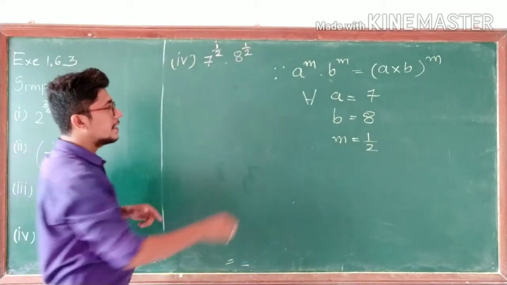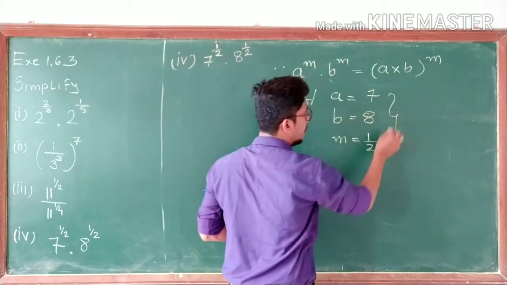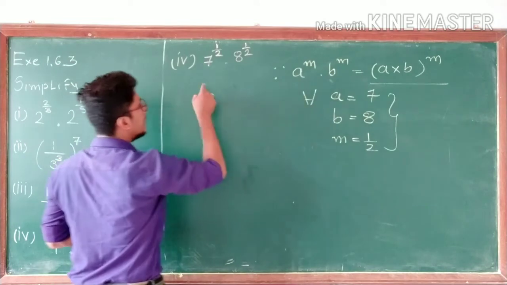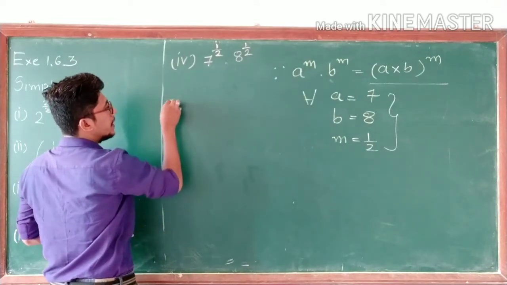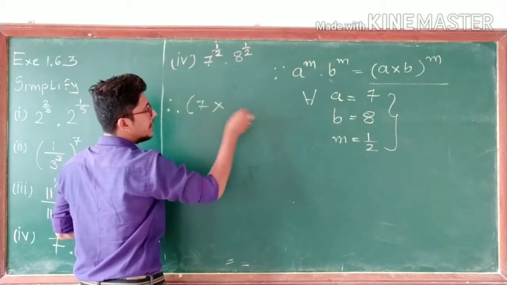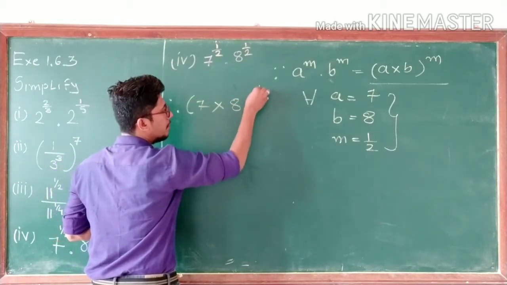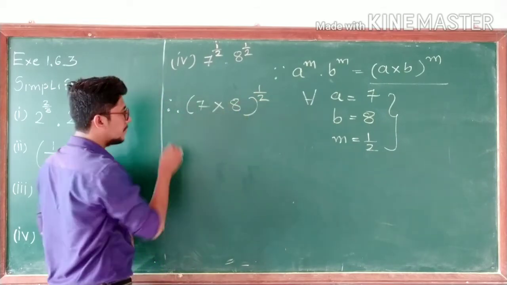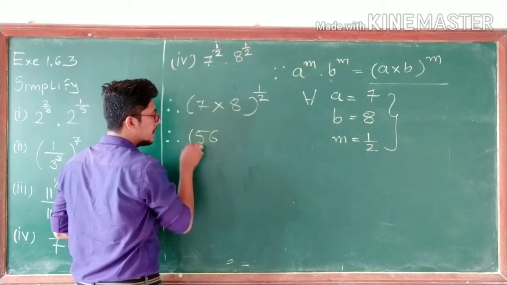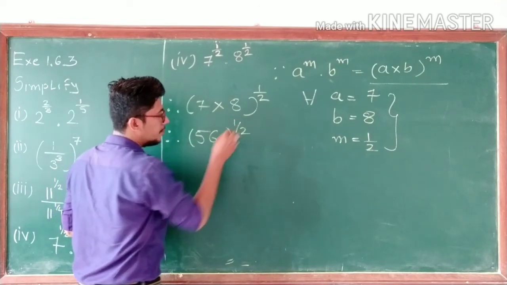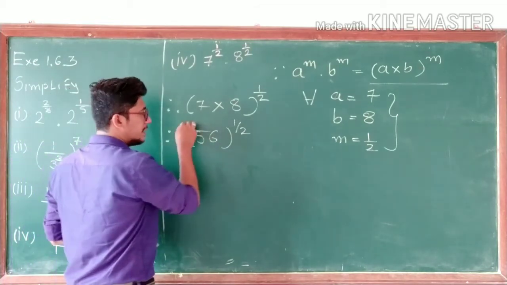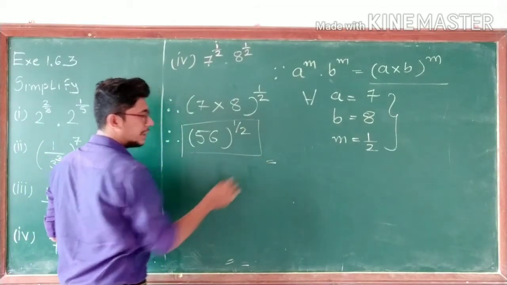So can we put all this value into the right hand side of the identity? So can we write a into b power of m? Therefore, a is equal to 7, b is equal to 8 to the power of 1 upon 2. So 7 into 8 is 56 power of 1 upon 2. 56 power of 1 upon 2. Also, it is the final answer. There is no issue regarding this.